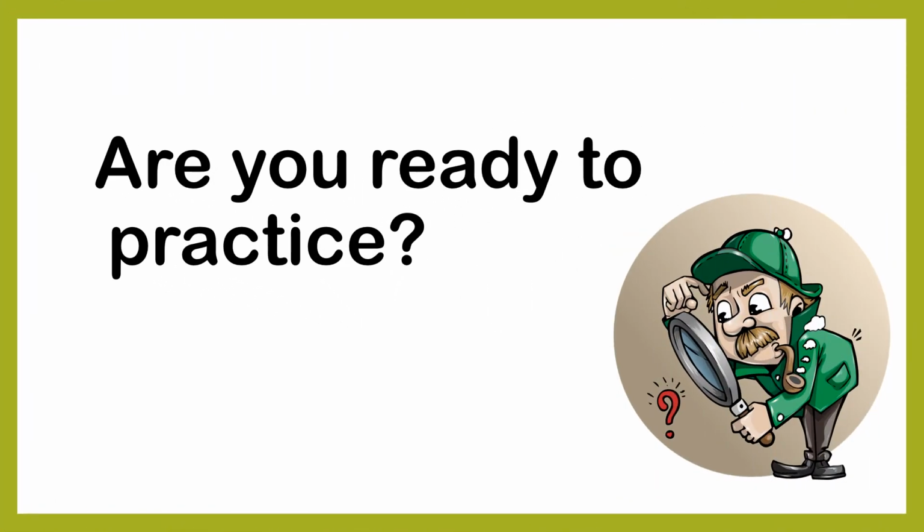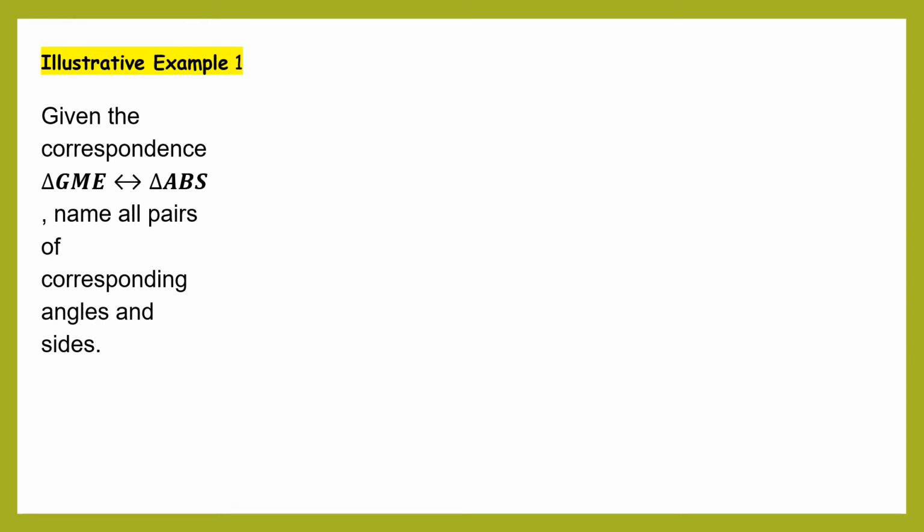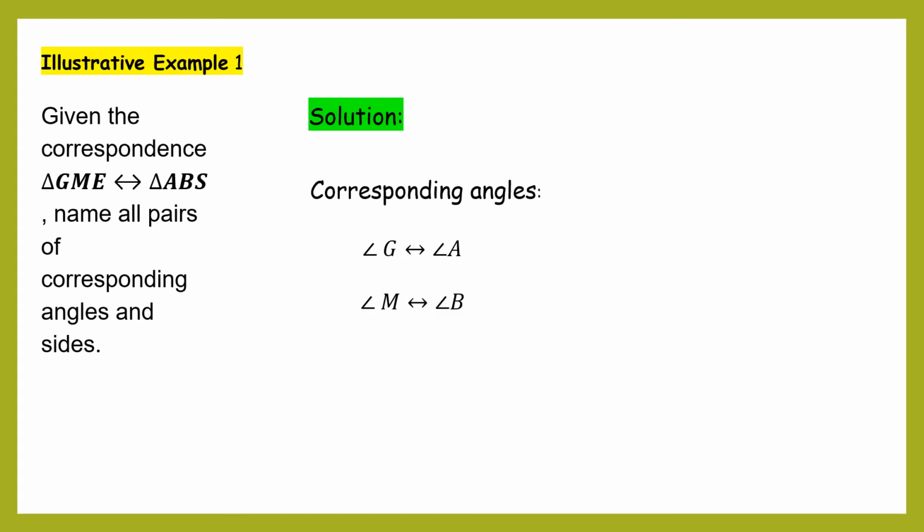For deeper understanding on triangle congruence, let's proceed to the next activity. Let's have illustrative example number 1. Given the correspondence triangle GME corresponds to triangle ABS, name all pairs of corresponding angles and sides. Our solution will be: the corresponding angles are angle G corresponds to angle A, angle M corresponds to angle B, angle E corresponds to angle S.